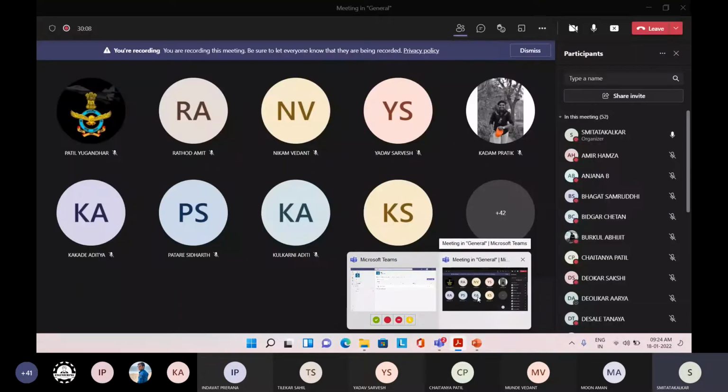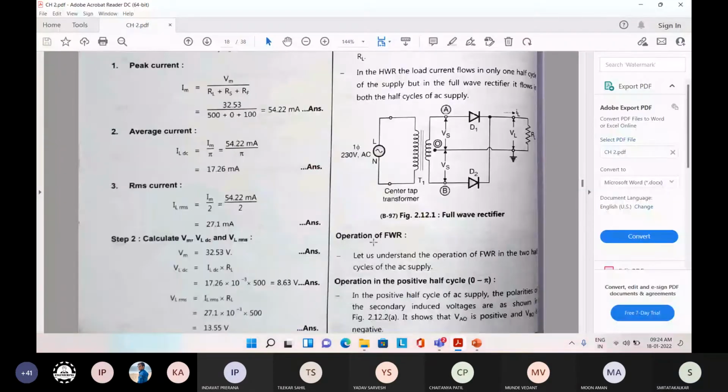Hello, students? Yes, ma'am. Okay, are all of you understanding or not? Understood? About the half wave rectifier, if you have any queries you can ask me. If the half wave rectifier is not understood, then you will not understand the full wave rectifier.